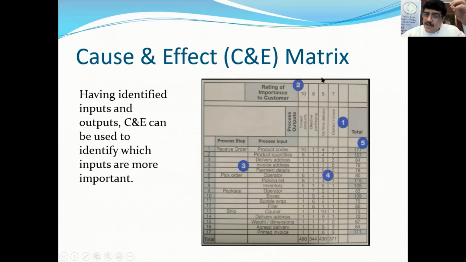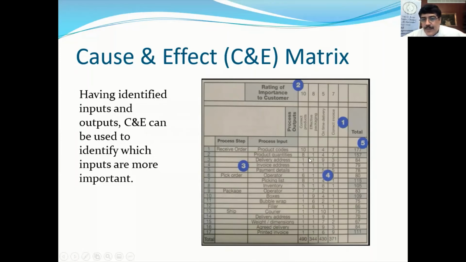So you do one, then two, then three, which is you go through your process steps, like receive an order, pick order, package, ship. For each one, you go and see the inputs. What inputs do you need to complete this process step? Now you're actually looking into the inputs because you want to improve, because the output depends on the input. So, okay, what do I need? I need the product codes, I need product quantities, I need the delivery system. All of these are important, so when I do the improvement, I know which one to focus on more. So I fill these up.